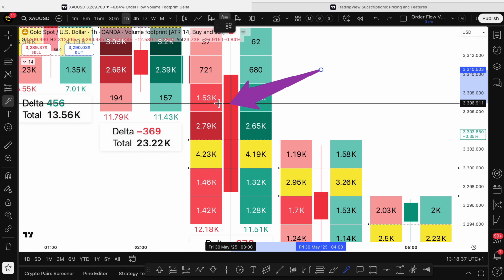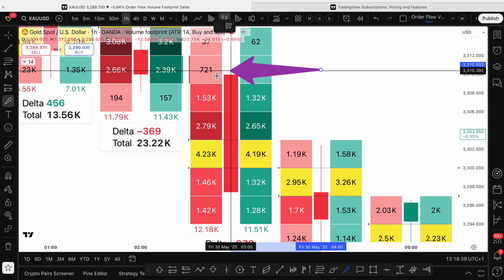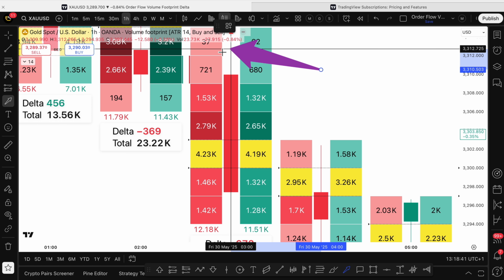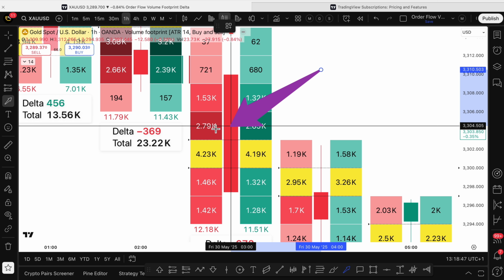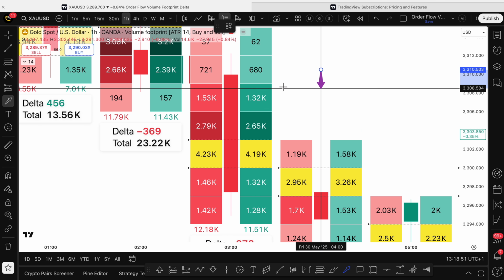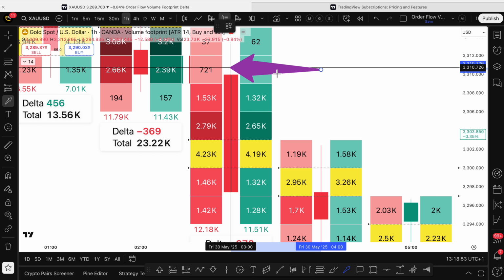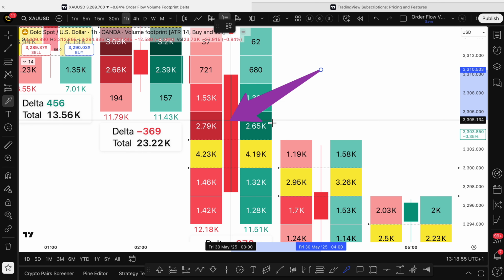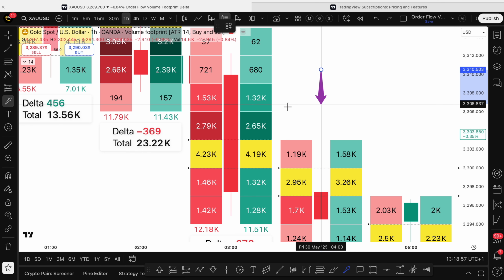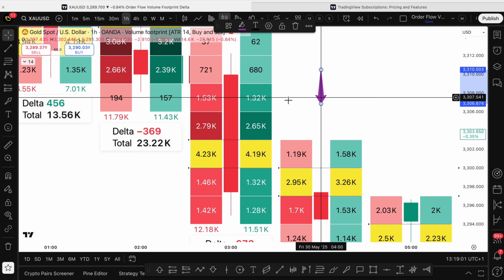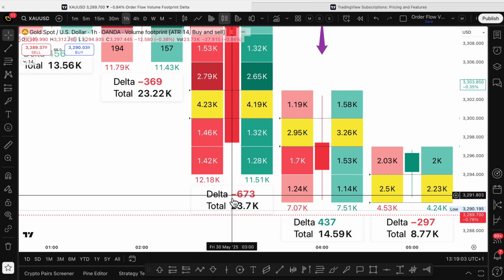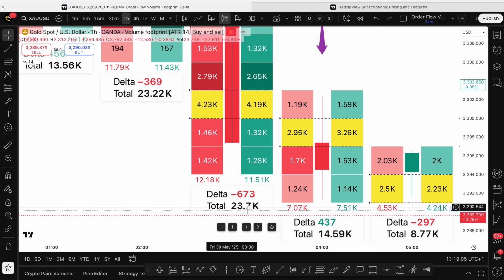So if you just remember, light red is, yep, sellers were in control, but not by much. And then the red gets darker and it almost goes this claret colour for the most strong selling. As for green, light green, to this very dark coloured green. So this is very messy on the charts. You can see below it you have your delta and your total volume.